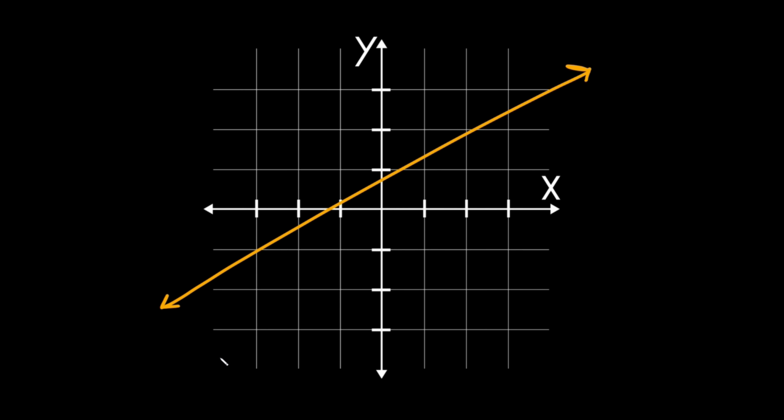So let's talk about the horizontal line test, all right? We use the horizontal line test to determine if a function is a one-to-one function. And a one-to-one function is a function where each input has one unique output. For example, let's say f of x is equal to 2x.